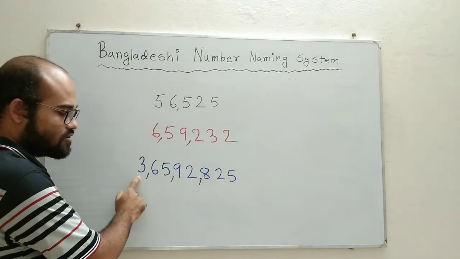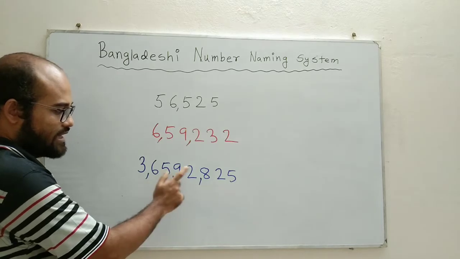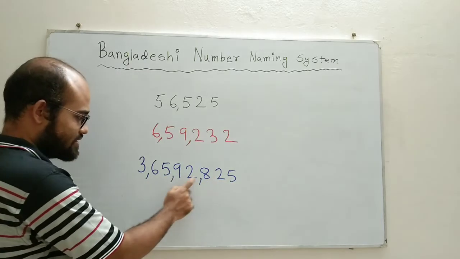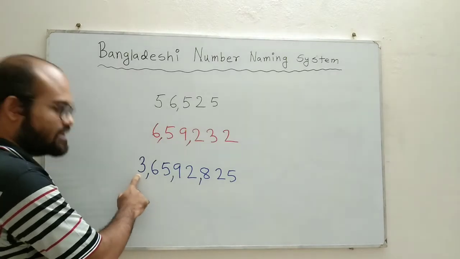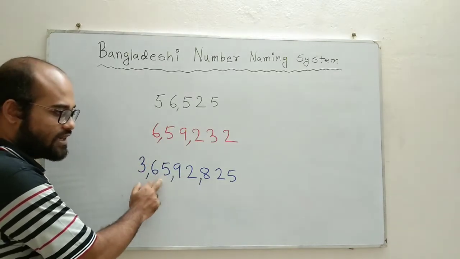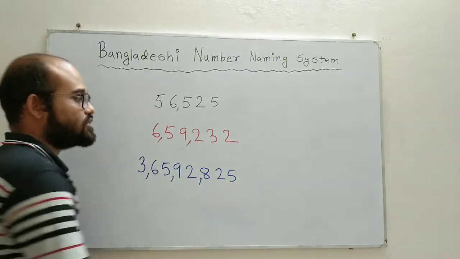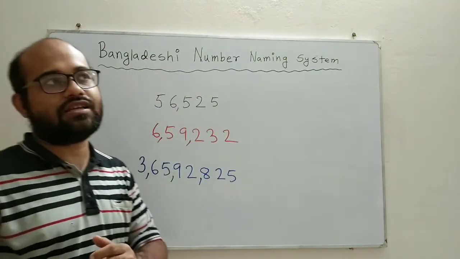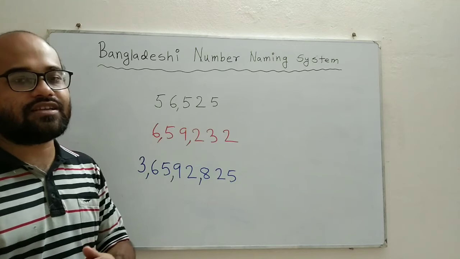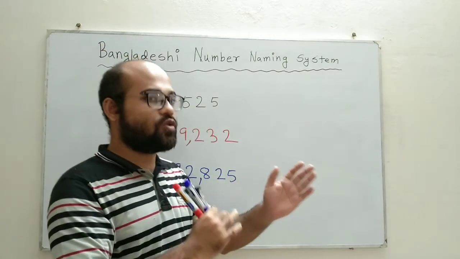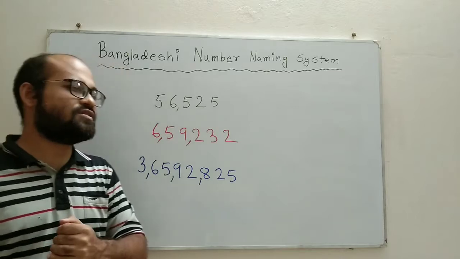Say for instance, it's how much? It is 3 crore 65 lakh 92,825. Let's check. Yes, I'm right. 3 crore 65 lakh 92,825.